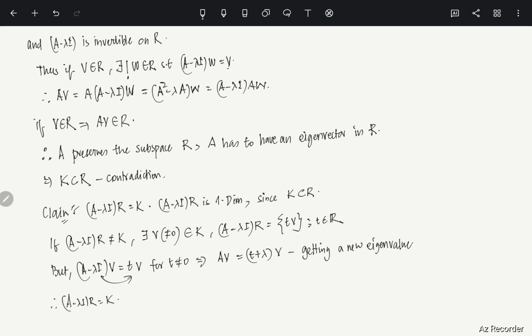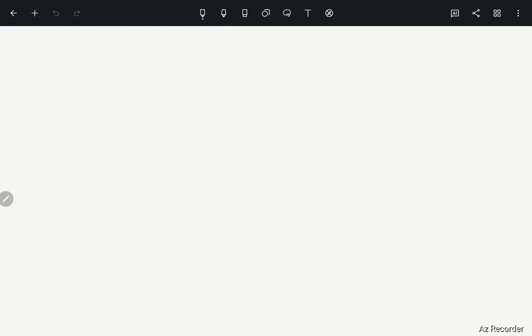So therefore A minus lambda I times R has to be equal to K. Okay, now we are more or less at the end of the proof. So now what we are going to do is this. So this is fine, huh? Okay, so see, we will start with V1, which is in the kernel K. Yeah, so this is an eigenvector. Okay, so be an eigenvector for A.